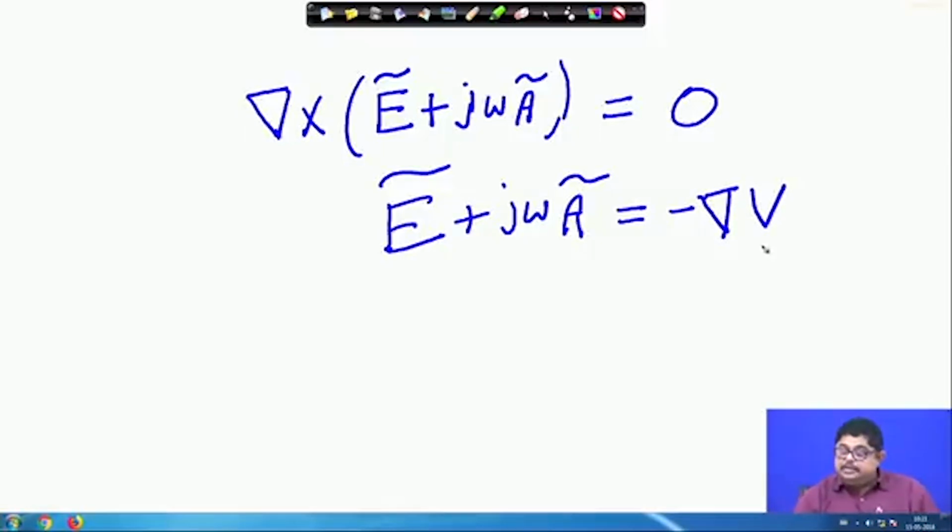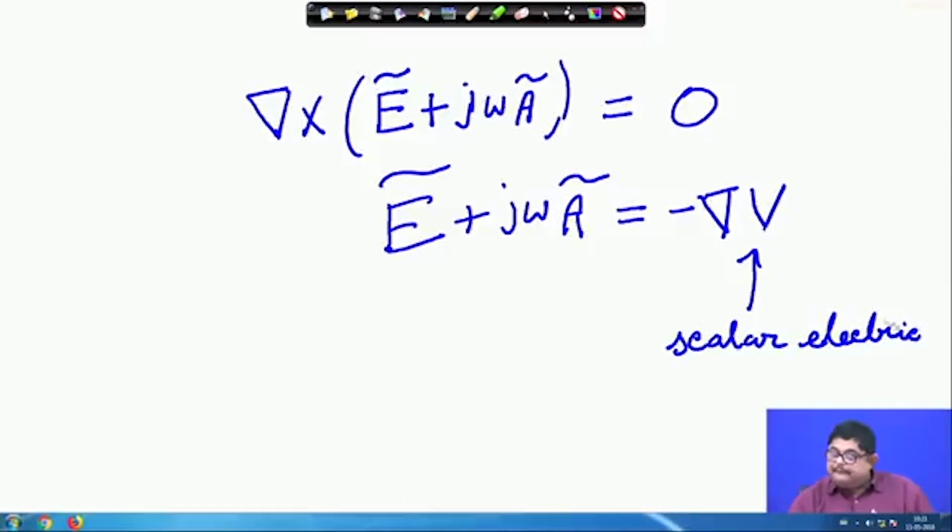this should be then gradient of a scalar field V. So, this V is a scalar, this is another potential function. So, this one is called scalar electric potential. This is scalar, that is why scalar. It is coming from the definition of electric field, that is why electric potential.